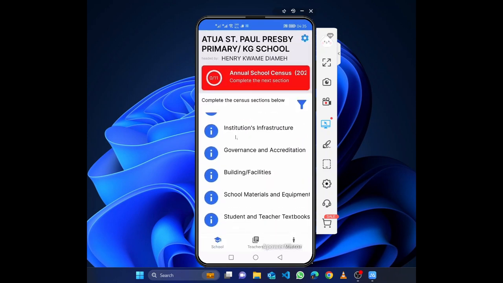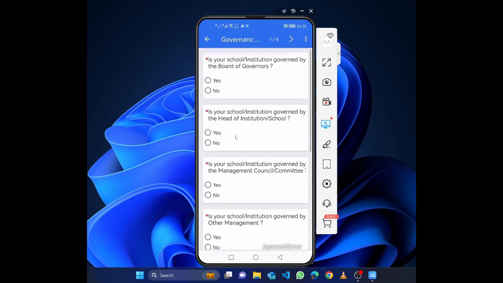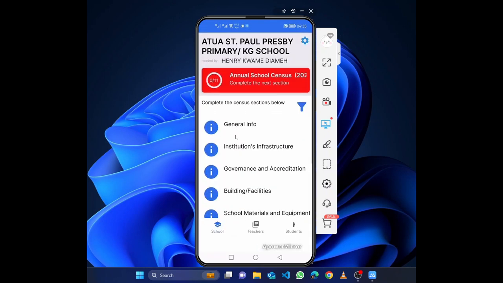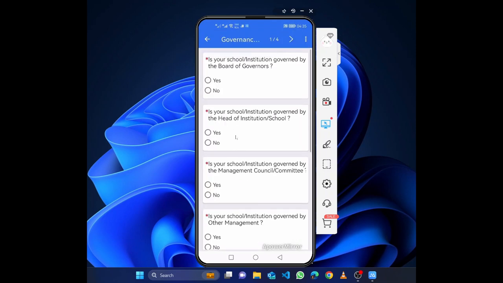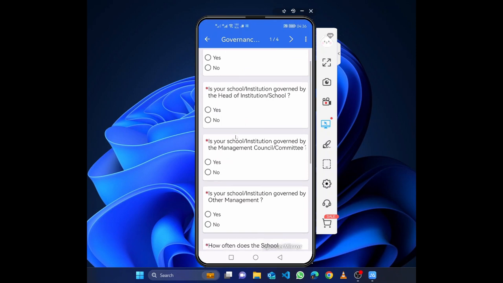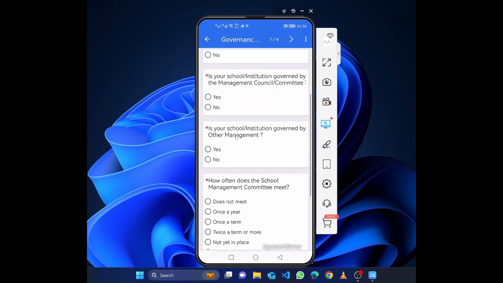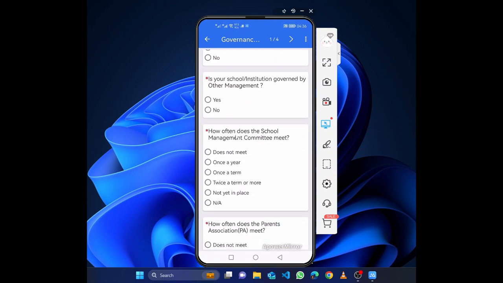Then the next question is under governance and accreditation. Is your school or institution governed by the Board of Governors? Yes or no? Then, is your school or institution governed by the SMC? And which other governance institution does your school have? Is your school or institution governed by other management?